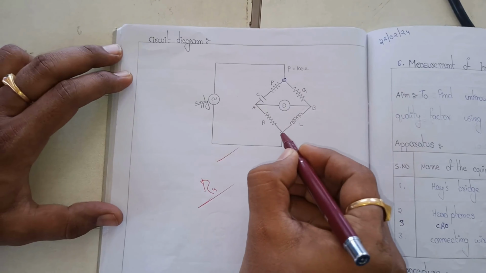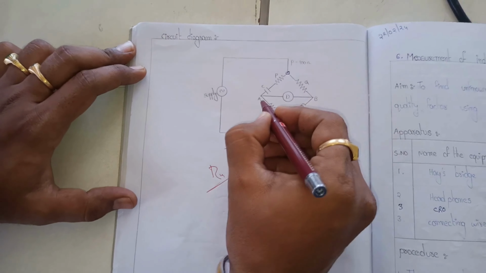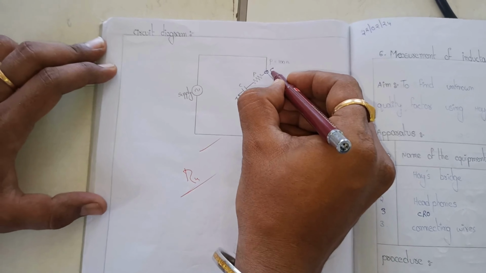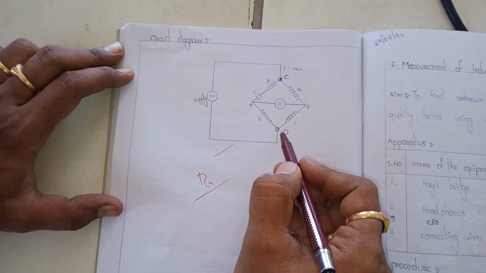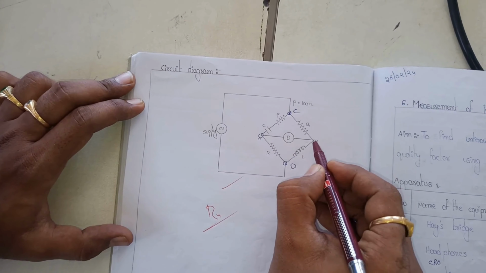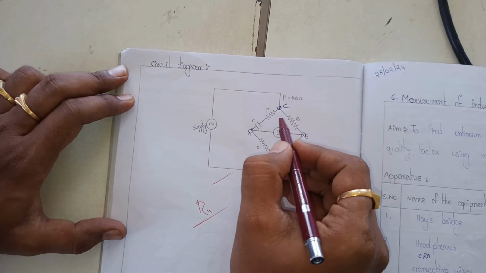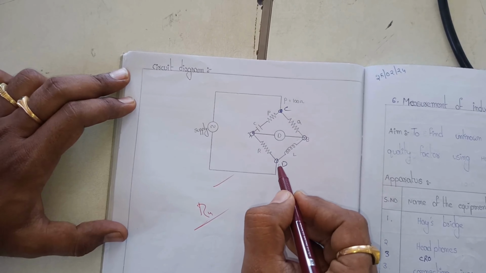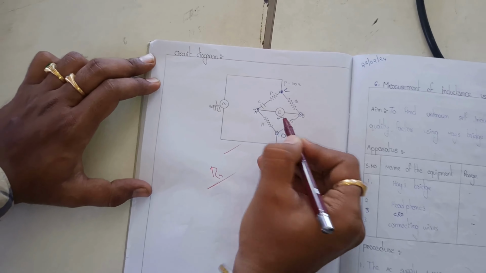Actually, we are giving the excitation here. So let's try to mark the nodes. This is A, B, C, D. We are giving excitation at C and D, and we are connecting the galvanometer at A and B. The concept here is that we have 4 terminals. At 2 terminals we give the supply, and at the remaining 2 terminals we connect the galvanometer.